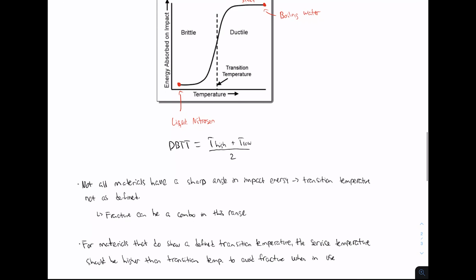However, if we do have a material that has a well-defined transition temperature, just like we have in this picture, you want to have the service temperature higher than the transition temperature so we can avoid fracture when in use. So we want to make sure that we're above this temperature where the material is in the brittle fracture mode. We don't want it to behave like that when we're actually using this material. We want to make sure that it's ductile, so it's going to take a lot of energy to fracture when we're using this material.